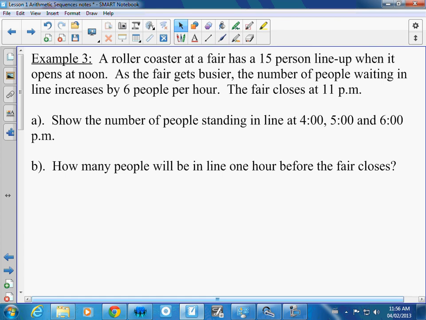So the roller coaster fair has a 15-person lineup when it opens at noon. Bang, it opens at noon. How many people are in line? 15. So what do you think that 15 is? Good choice, right? There's 15 people in line right at noon. Okay, so let's just put this down here. So T1 you think is 15. We can figure this out, because we should have 3 out of the 4 when we're finally done, if we did it right.